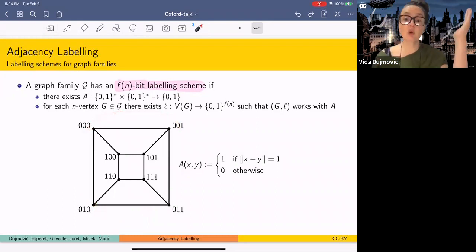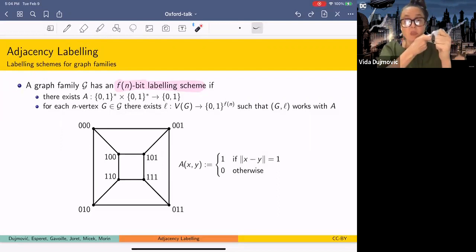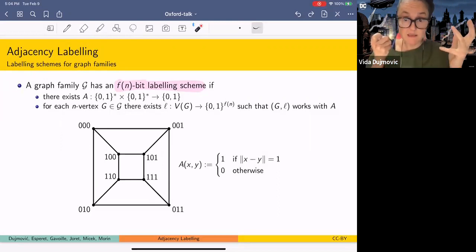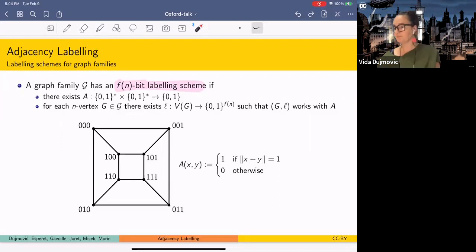Of course, there is a labeling scheme for any graph family. You can come up with a trivial labeling scheme. Let's say this is your algorithm. You label the vertices of any graph with 1 to n, that's log n bits. And then for each vertex, you append to it a list of all its neighbors. That can end up with n log n bits. So what we want is something much more concise and better, depending on the family of graphs.